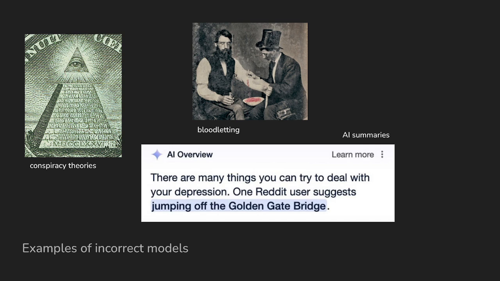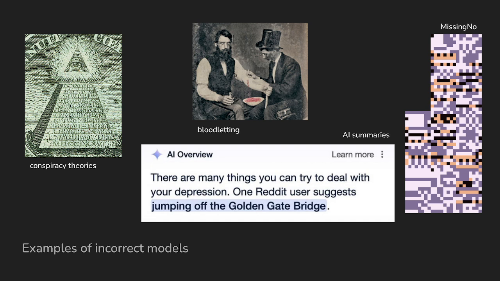Then there is the example of Google using AI summaries, and there was a story when someone Googled what to do when depressed, and the AI suggested jumping off a bridge. This is because the model was trained on internet data, and it does not predict what a normal person would say, but simply what would be believable for a person on the internet to say.